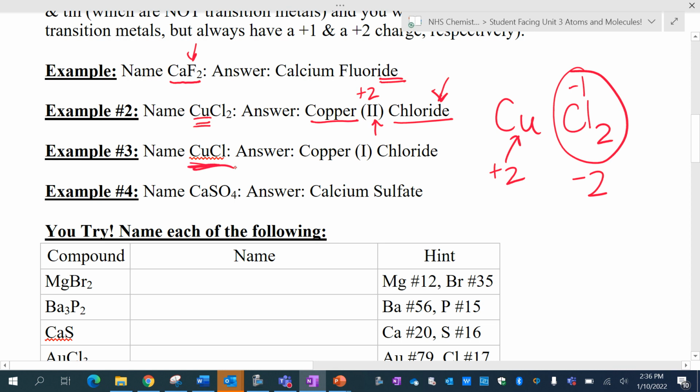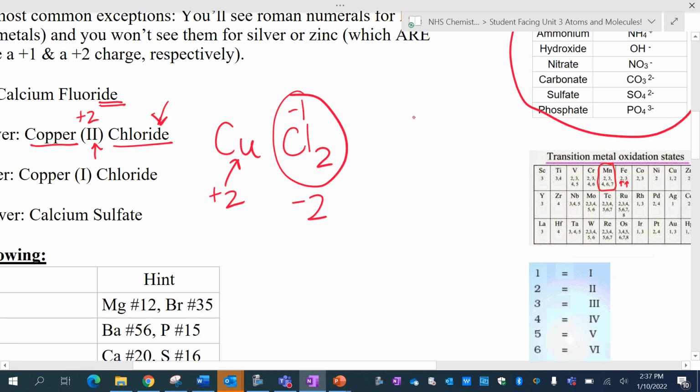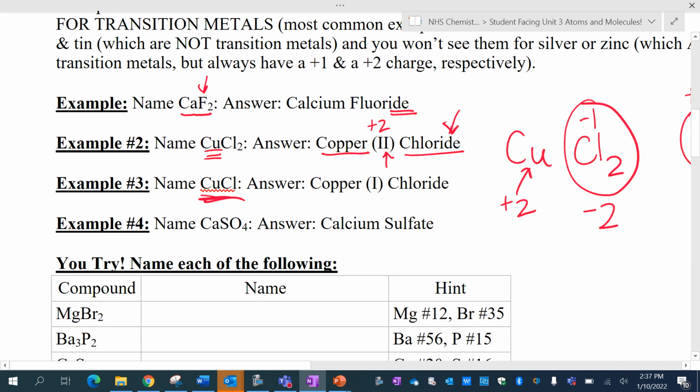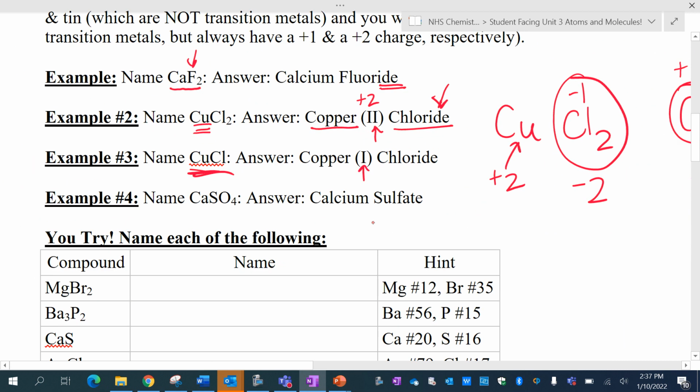But for the next one, CuCl, this one is just 1 chlorine. So what charge cancels out a -1? It would be a +1. So this would be copper Roman numeral 1 chloride. You can see why it's necessary, because if we just said copper chloride, how would we know if it was this compound or this one? And they are drastically different. Different colors, different properties, different melting points. So yeah, you definitely want to know.